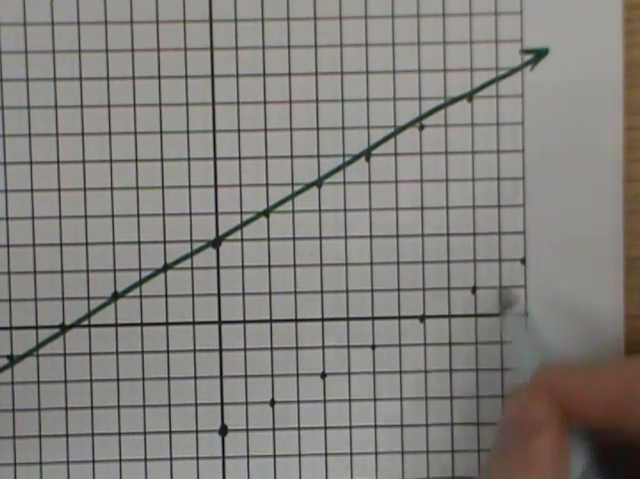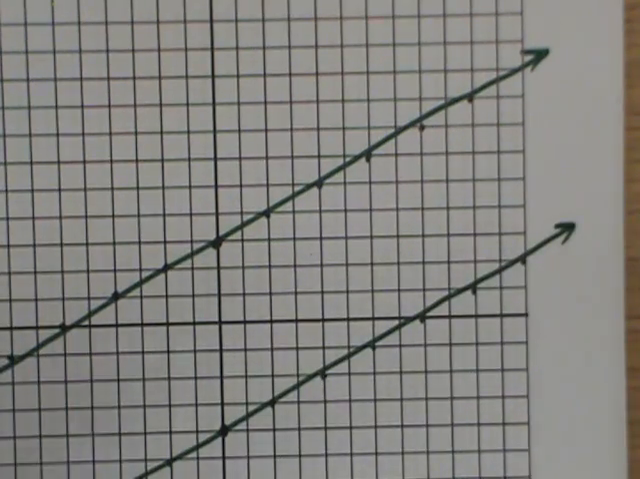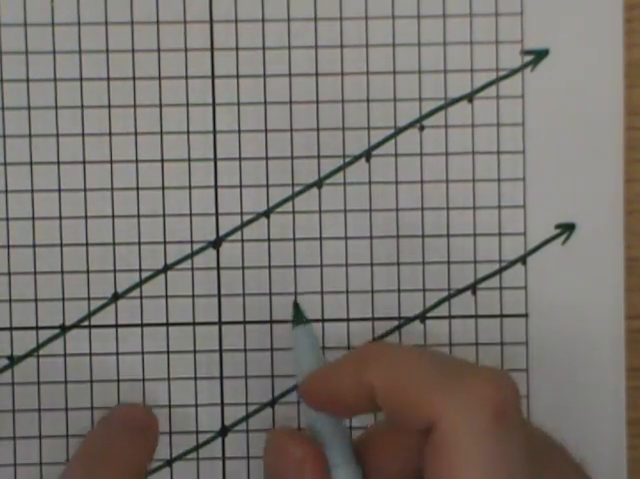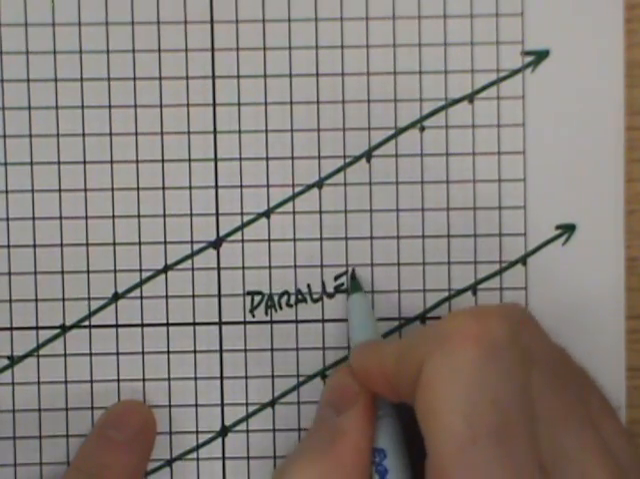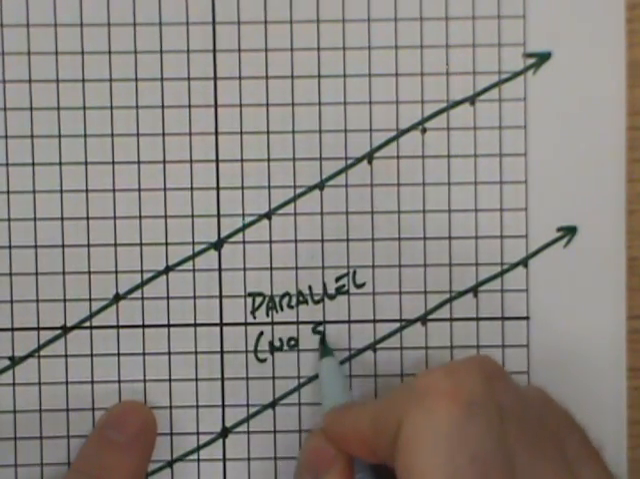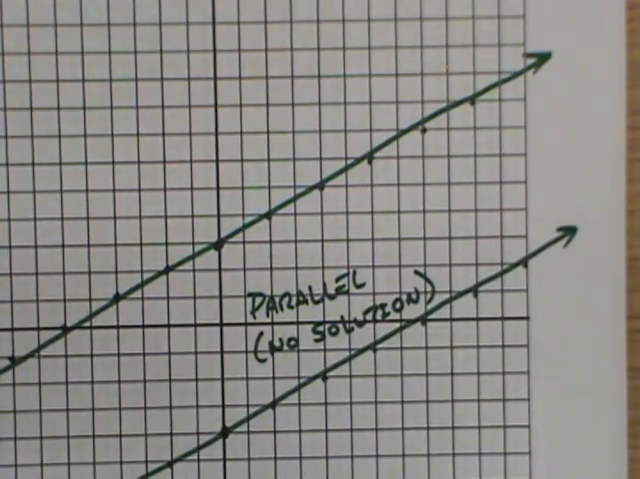My solution is pretty obvious. These lines are going to be parallel. They'll never intersect. And that's how I would write my answer. I'd write parallel, no solution. There is no point that they share in common.